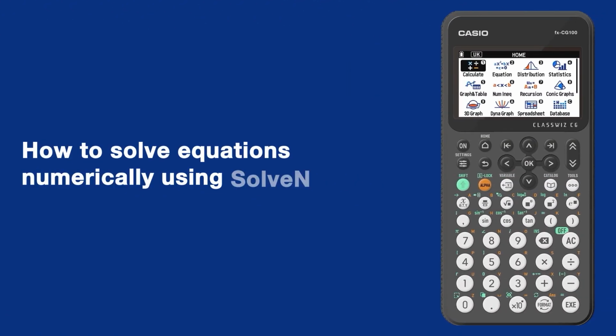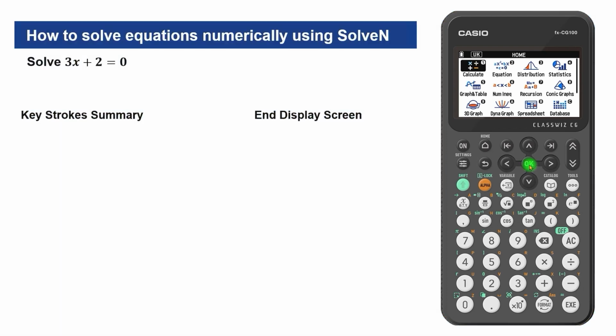Welcome to how to solve equations numerically using SolveN with the fx-CG100. In this video, we will demonstrate how to solve different types of equations in Calculate that extend the functionality of simultaneous, polynomial, and solver in equation. Multiple solutions can be found in a single calculation and displayed in various exact forms. To start, we will look at solving this simple linear equation equated to 0.